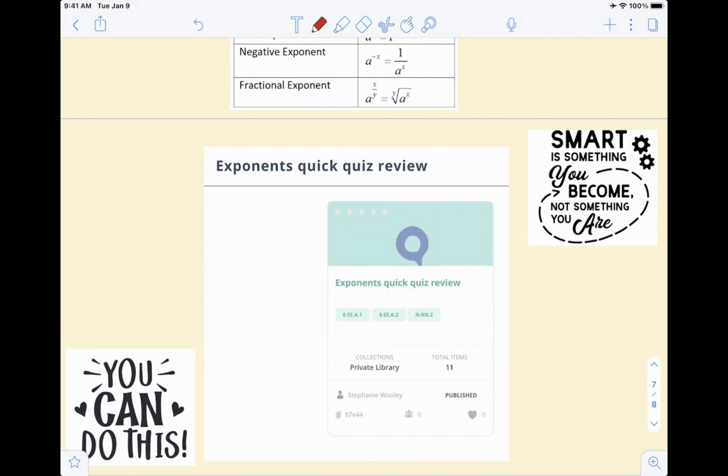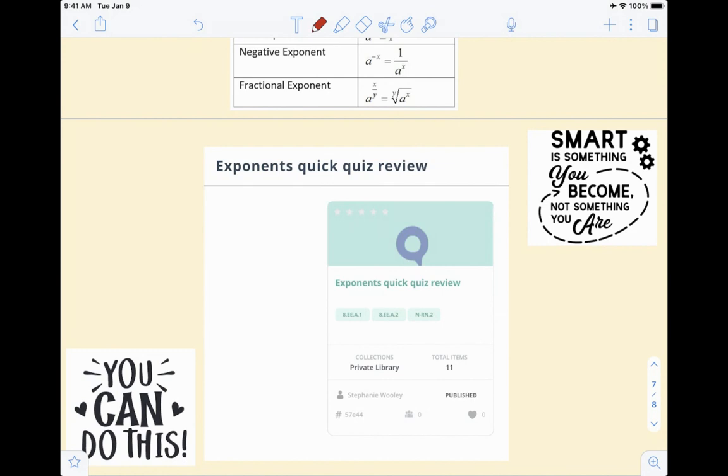And I want to remind you that SMART is something that you become. It's not something that you are, and you are getting smarter every single day. You can do this. So please stick with it. It's worth it. This is important. And I'm here to help you.